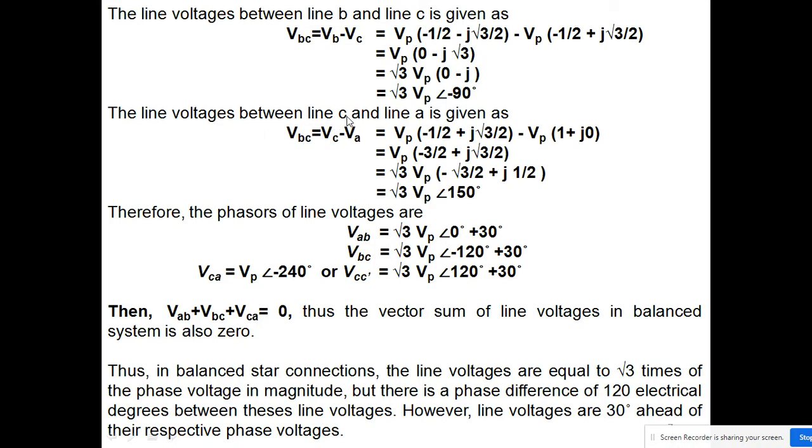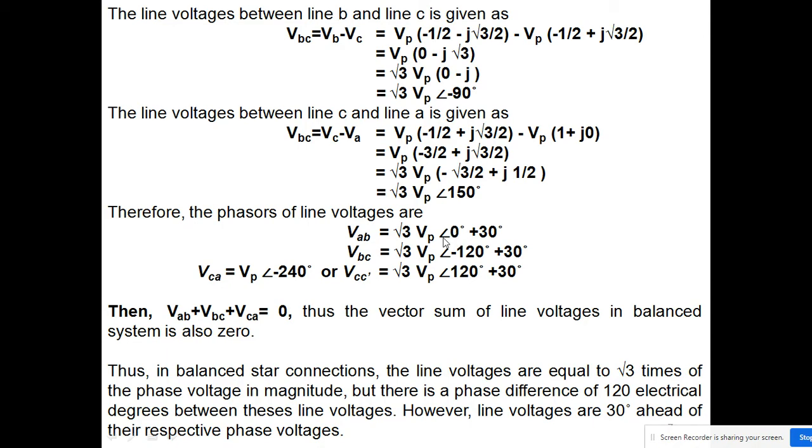When I calculate the line voltage between line C and line A, putting the value of VC and VA and calculating here, I take root 3 outside from this, so I can put this one and this one. It is nothing but the theta becomes here 150 degrees. So from the phasor notation, what you can see is that this becomes equal to this.